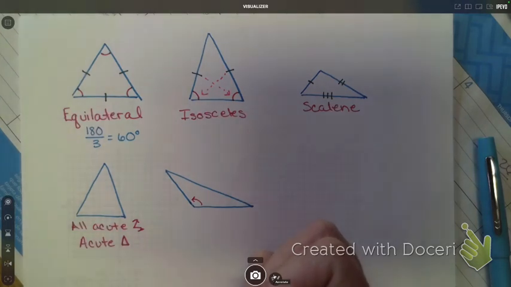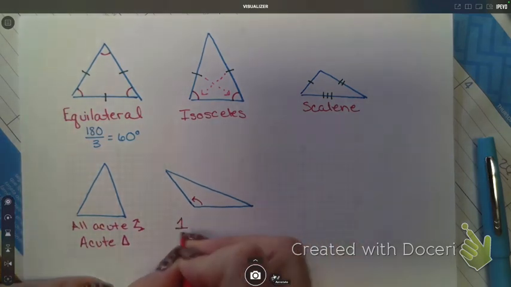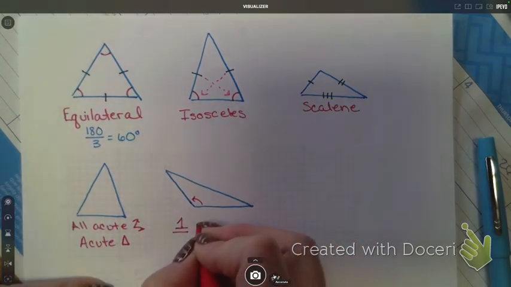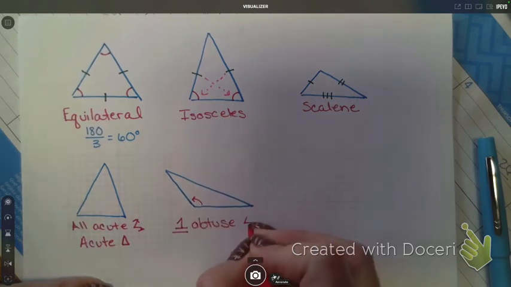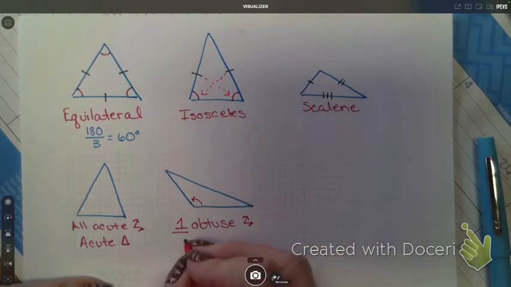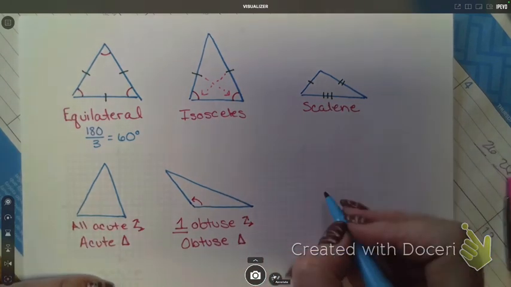Because in all triangles, the angles add up to what? 180. Can there be two obtuse angles in a triangle? No, because two angles over 90 would be over 180, wouldn't it? Okay, one obtuse angle, so it's an obtuse triangle. Now we'll get to your what? Right.